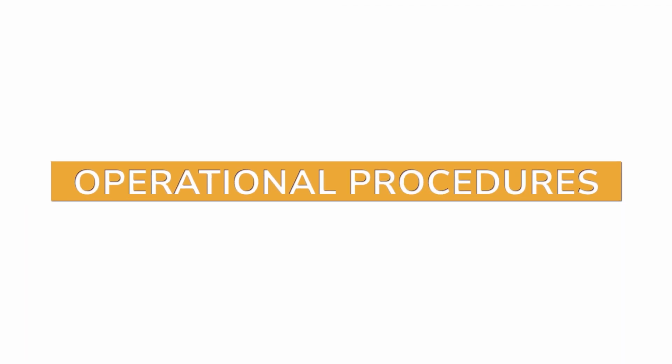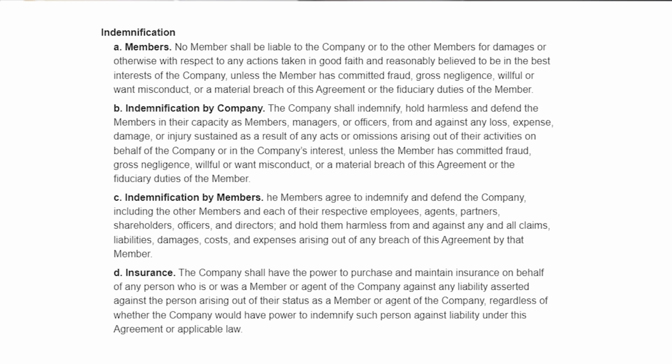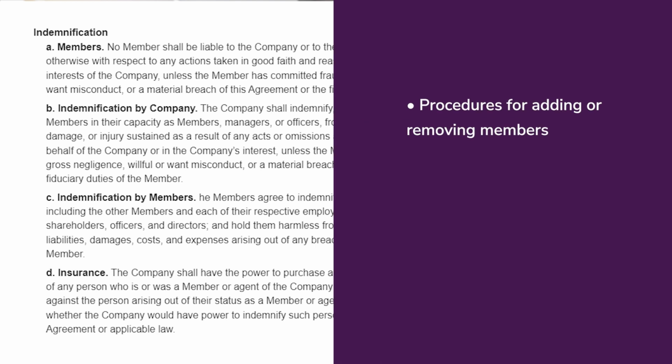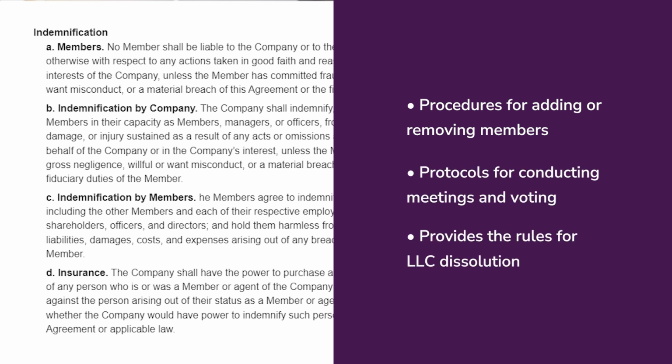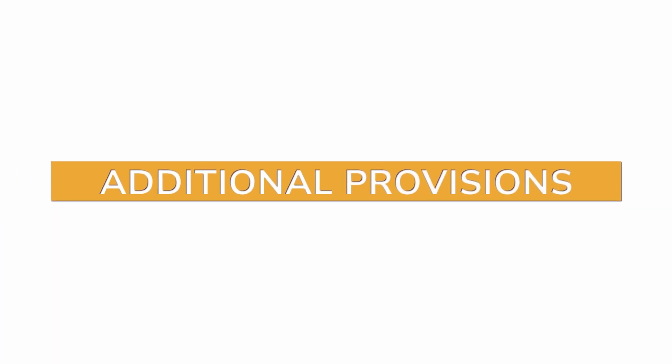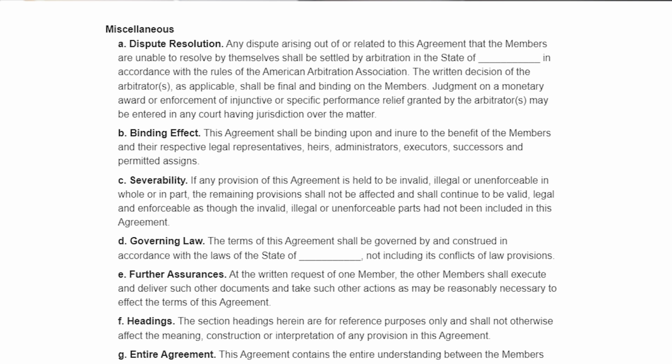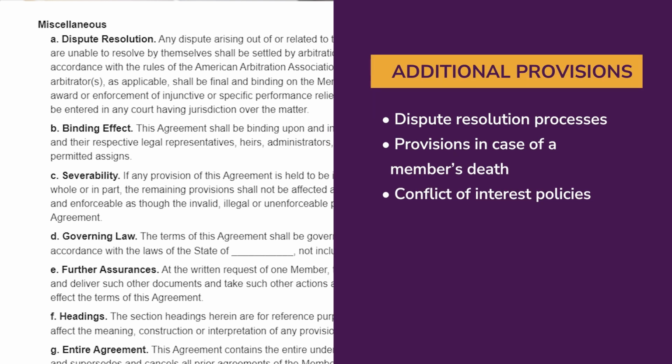Operational procedures. This section covers the day-to-day operations of your LLC, including procedures for adding or removing members, protocols for conducting meetings, and voting. It also provides the rules for LLC dissolution, should that be required at some point. Additional provisions. Finally, you may include any special provisions or arrangements unique to your business. This could include dispute resolution processes, provisions in case of a member's death, or conflict of interest policies.